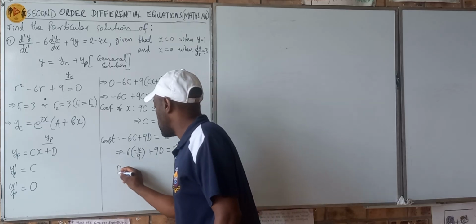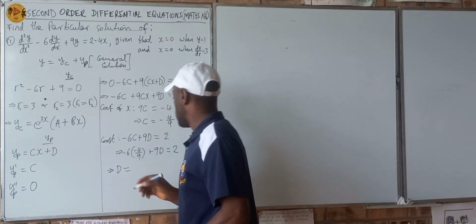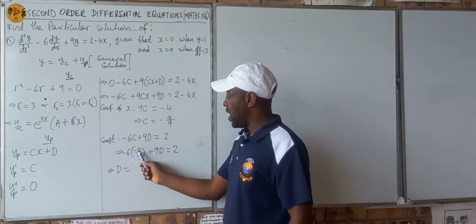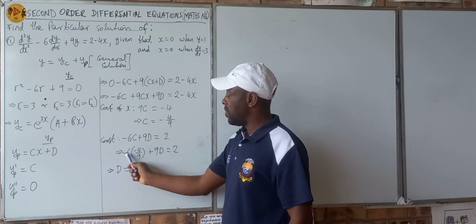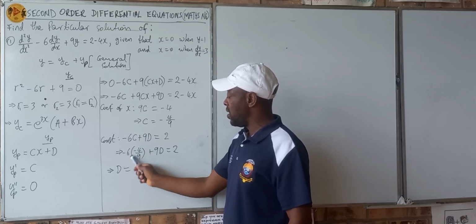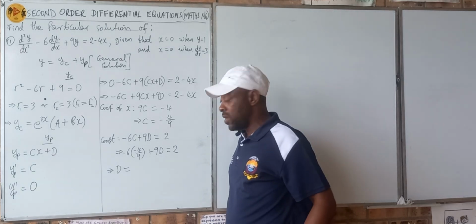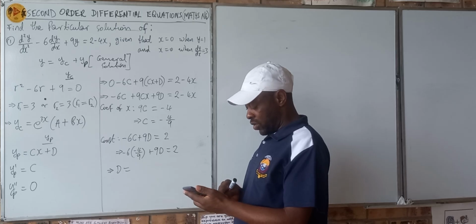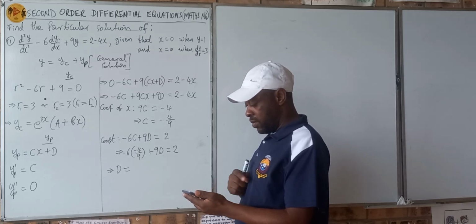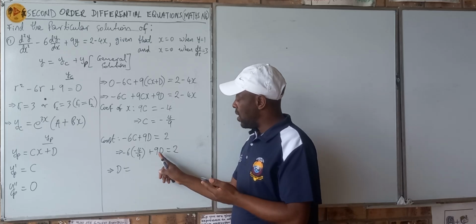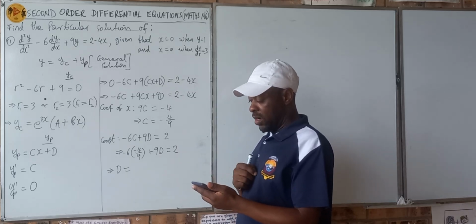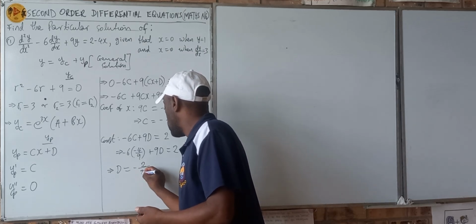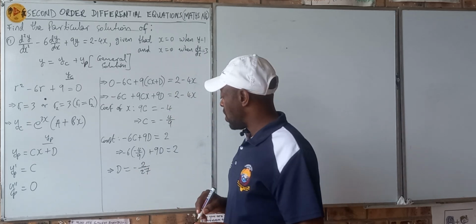So with this, I can easily get to my d. So to get d, I have to take 2 minus 24 over 9, because if you look at this, 6 times negative 4 is 24 over 9. We cross that side as negative. So I'm taking 2 minus 24 over 9, that gives me negative 2 over 3. Then I'll divide by 9. Divide by 9 gives me negative 2 over 27. So my d is negative 2 on 27. So I've seen my d.